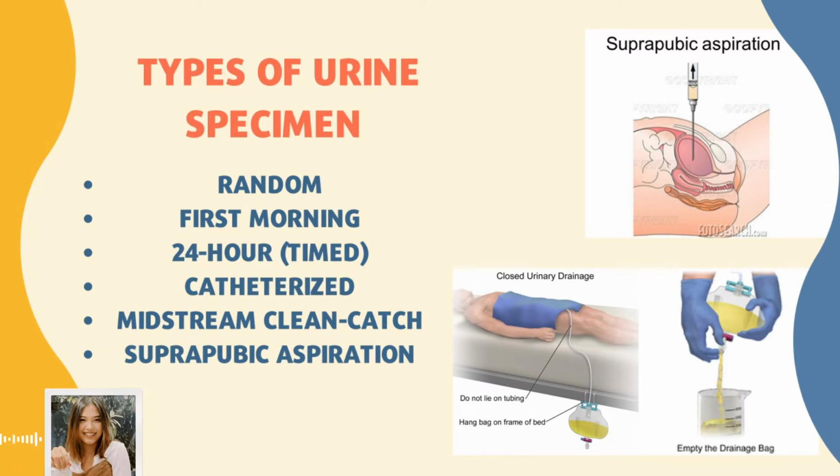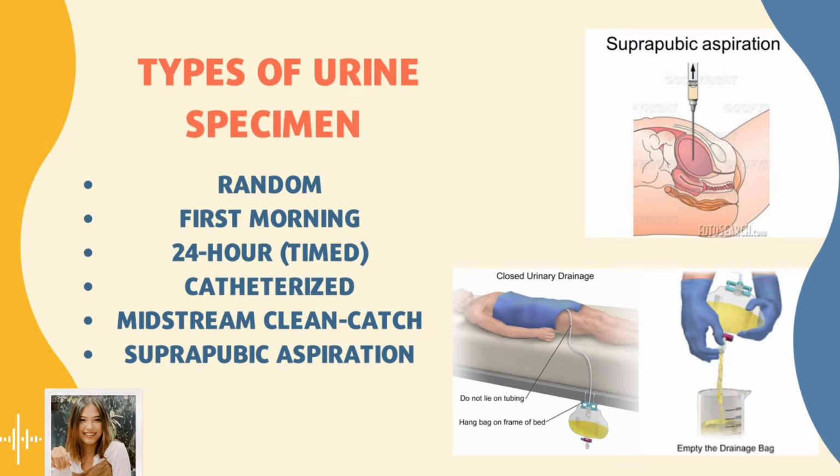Next is the catheterized specimen. A catheterized sample is obtained from the sampling port of the catheter bag. It is usually collected for bacterial culture, and it is collected in patients who are unable to void, babies, or bedridden patients. Another type of urine specimen is the midstream clean catch. This type of specimen is the best alternative for the catheter specimen. It is done by discarding the first few portions of the urine and collecting the rest into the sterile container. This urine specimen is ideal for urine cultures.